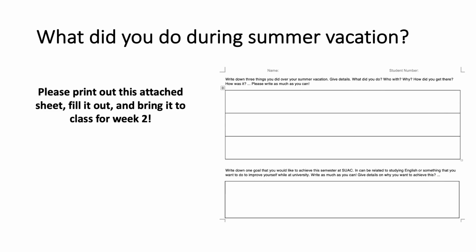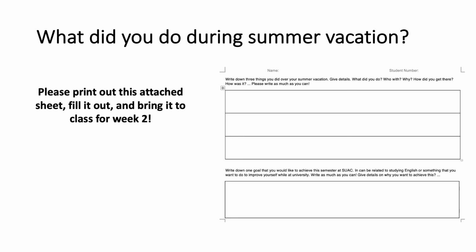All right, finally, this is an on-demand class, so unfortunately we won't have a chance to communicate with each other. So I have a print here. Please download this print, print it out, and write as many things as you can about things you did during summer vacation. Please write them in detail. Don't just write one sentence, but write as much as you can about 3 different things. And then below that, I'd like you to write something you'd like to achieve this semester.